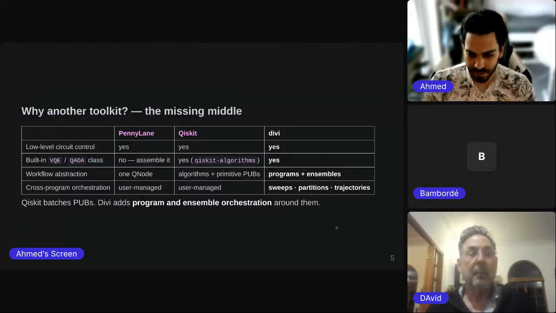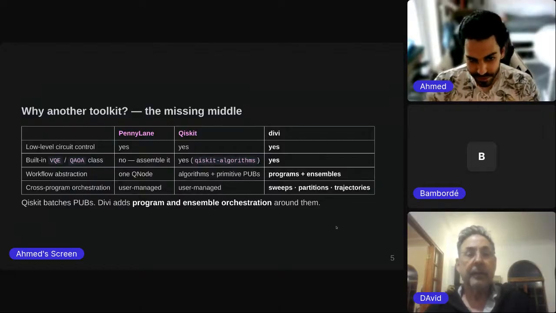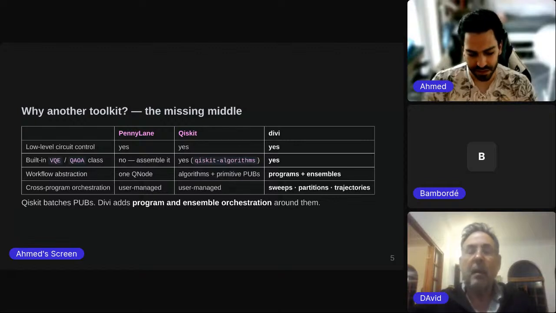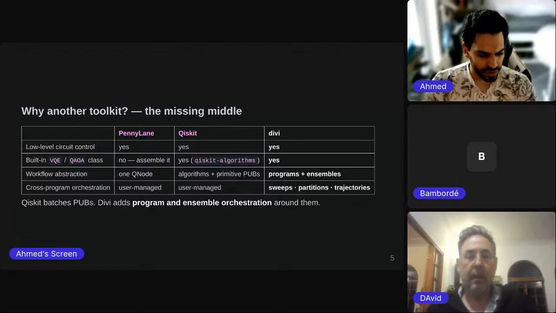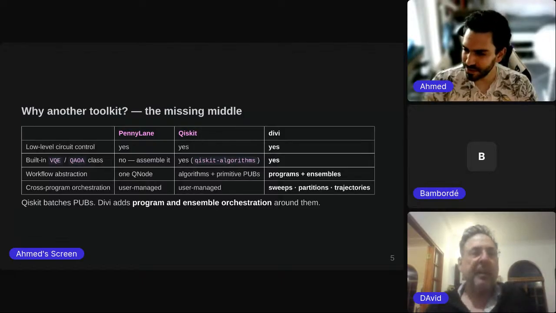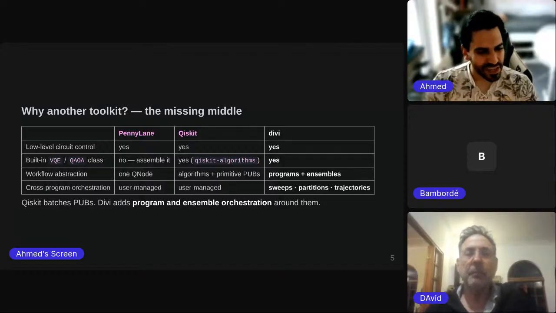And so, going off on a little tangent, someone might already be wondering, why do we need another toolkit? The goal here with building Divi is not really to have yet another quantum framework, because we have many of those. We have PennyLane, we have Qiskit, we have Cirq. We also have, I forgot the name of that other one, the one from Japan. But I mean, that's not a problem.